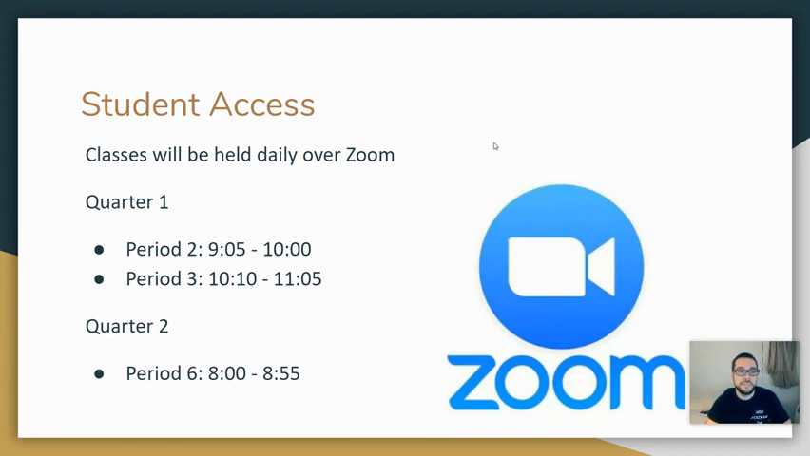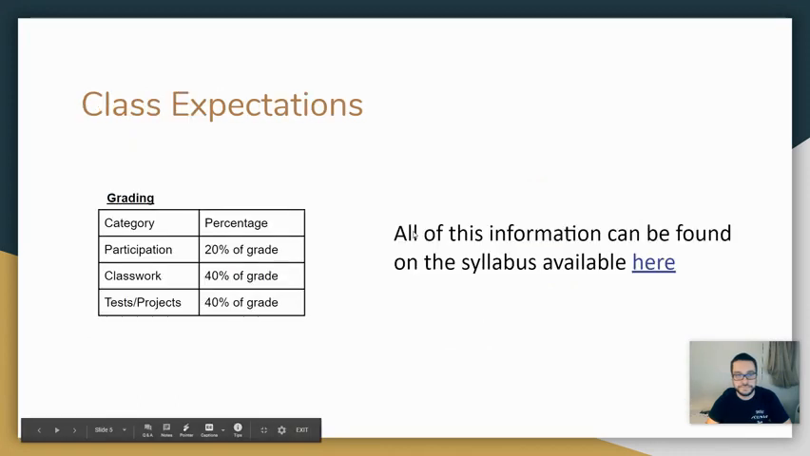Student access: students will be expected to join Zoom classes daily. These are the schedules for period 2, 3, and 6.